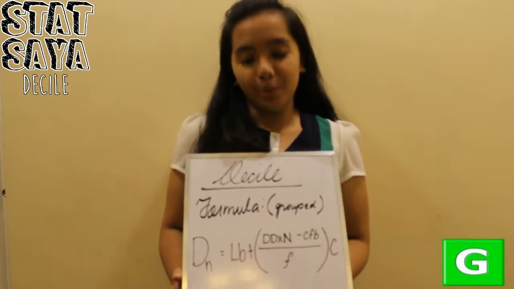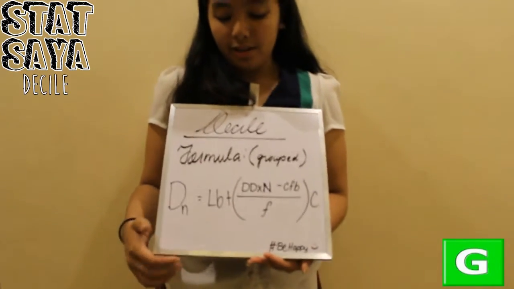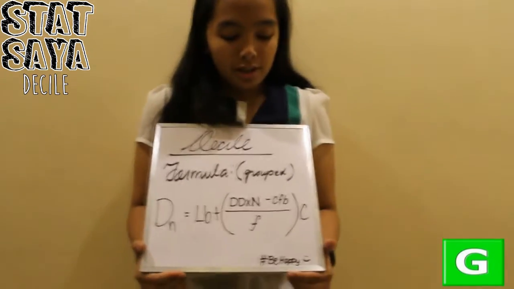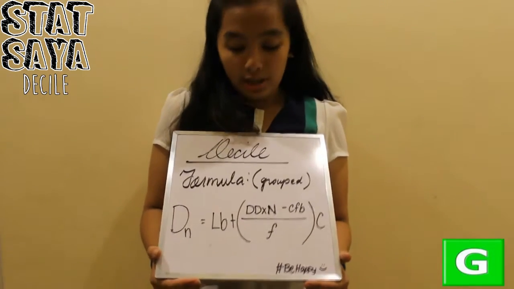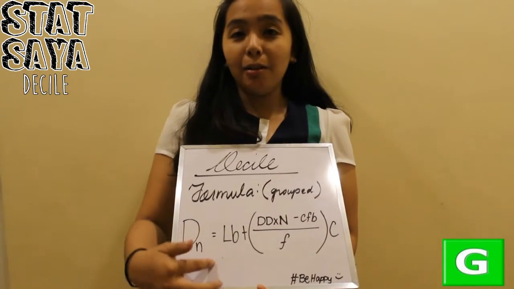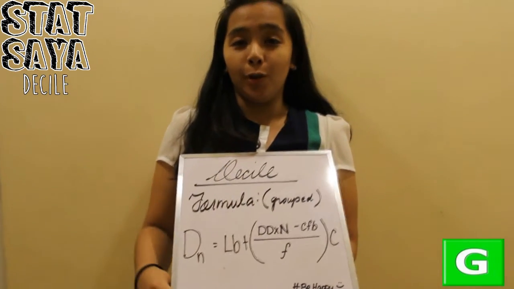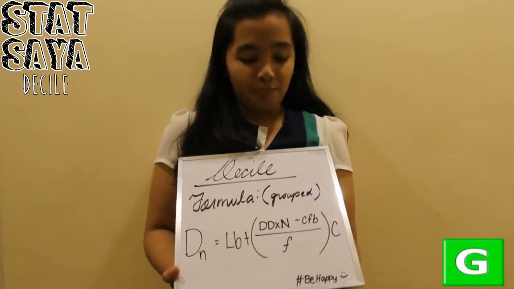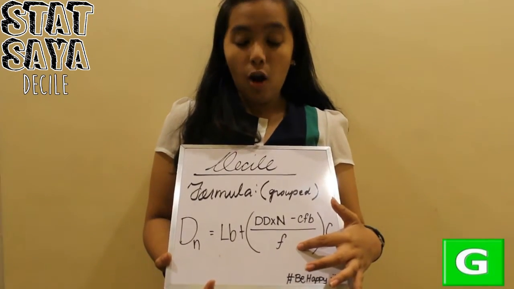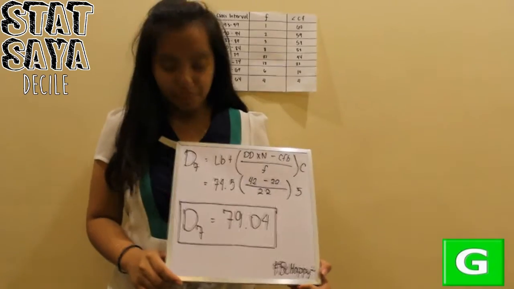Let's now move on to decile grouped data. The formula for decile grouped data is D sub n equals LB plus quantity DD times n minus CFB all over F times C, wherein D sub n is the desired decile and LB is the lower boundary and DD is the desired decile expressed in decimal form, and n is the total number of frequency. CFB is the cumulative frequency before, and F is the frequency of the lower boundary, and C is the class size. Let's now have an example for decile.